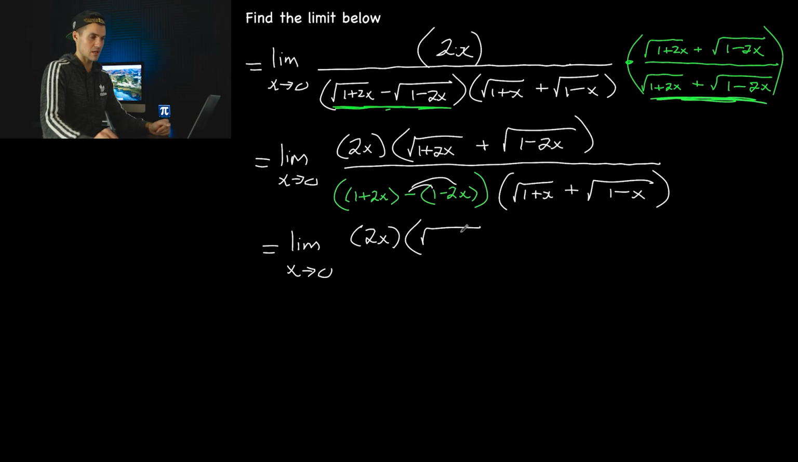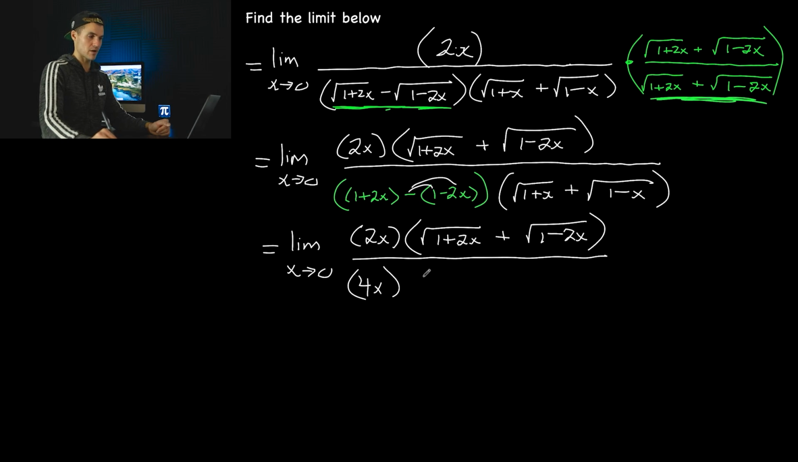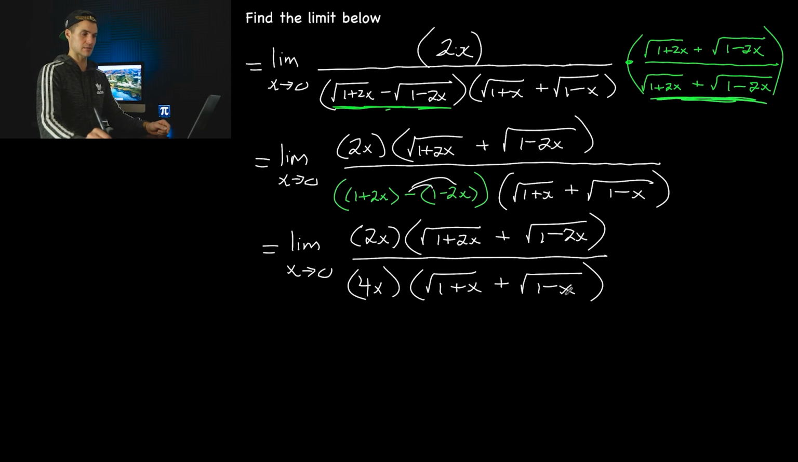Keep all of this the same, root 1 plus 2x plus root 1 minus 2x. That's going to be all over 4x. That's what this bracket simplified to, root 1 plus x, and then plus root 1 minus x, like that. So that right there is going to be our updated limit. And notice what happens here. Well, at this point, the x's cancel out, which is what we wanted, right? So the x's cancel out and we have an updated limit.